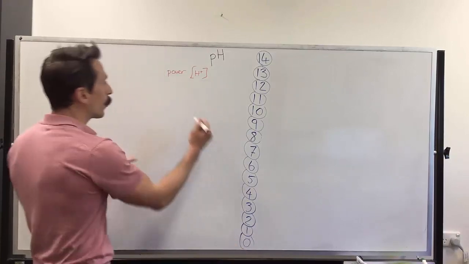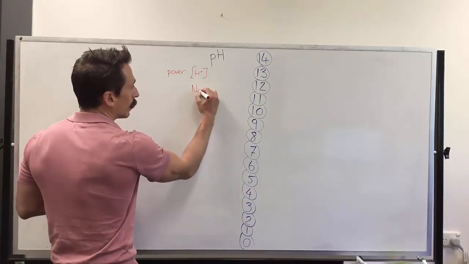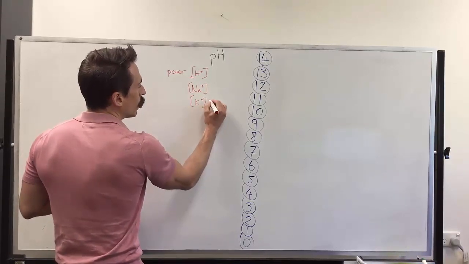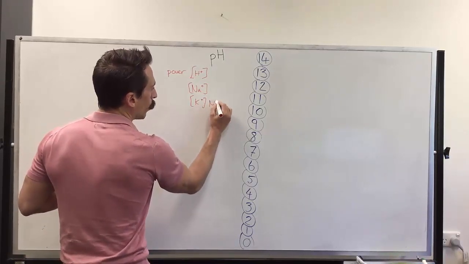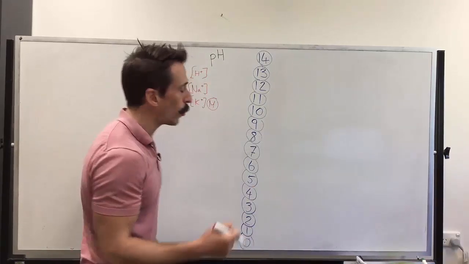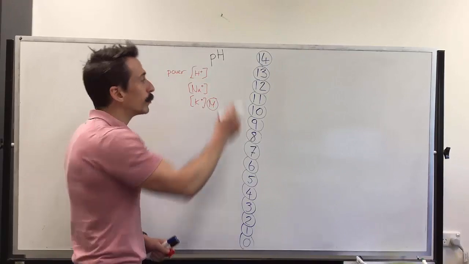Now usually when we measure other ions like the concentration of sodium ions or potassium ions, we use molar as a unit of measurement. But when we look at hydrogen ions, the number is so small in regards to molar that we use pH instead.